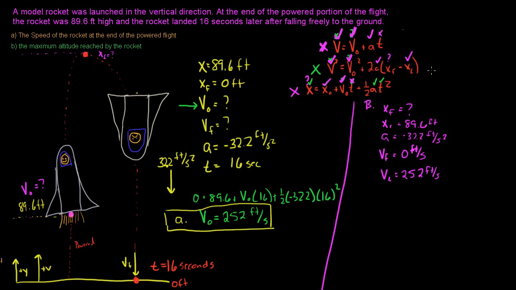So we have to use this second equation, and when we plug in all our numbers, we get a final velocity: 0 squared is equal to 252 squared plus 2 times minus 32.2 times x final, which is what we're solving for, minus x initial, minus 89.6. And when we solve for x final, we get 1,076 feet. So this is the answer to part B.